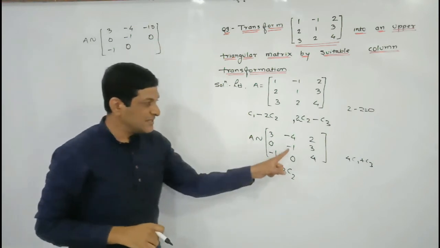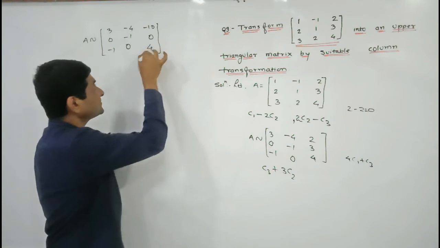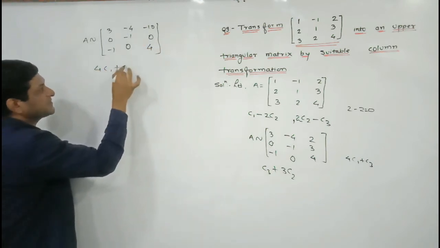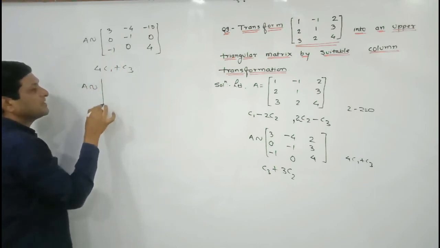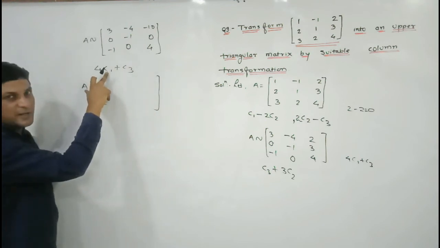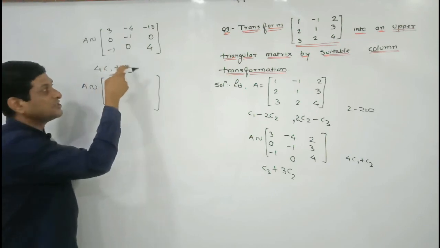So multiply here by 3. 3 into 0 is 0. 0 plus 4 is what? 4. Now perform that operation. Which operation? 4C1 plus C3 to get 0 here. So let us see what result we will get if we are performing this operation on the element of first column. So first multiply C1 by 4 and take its addition with C3.